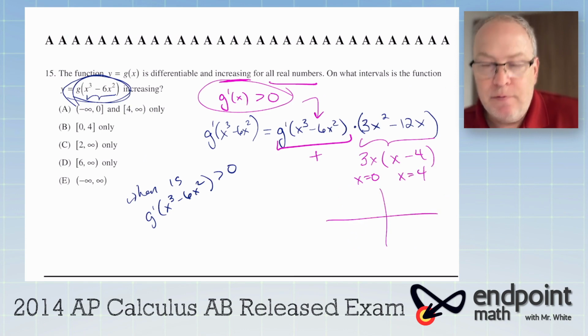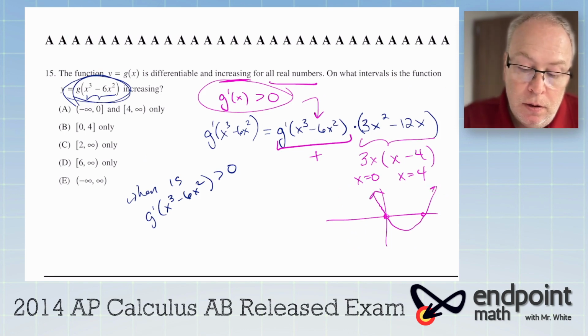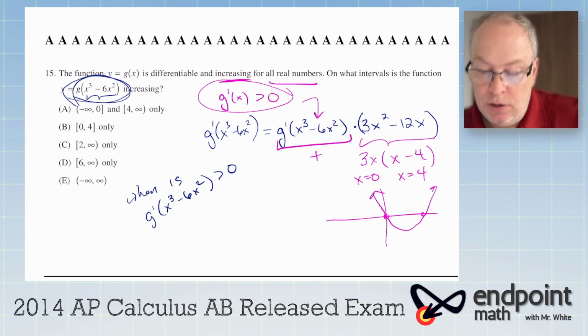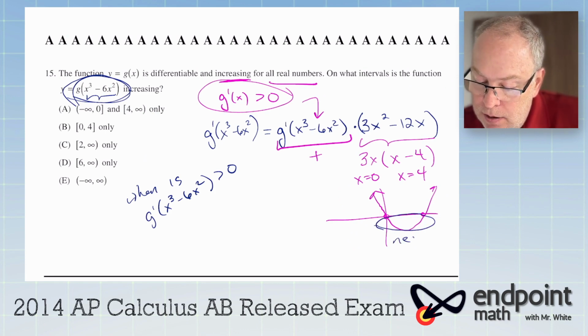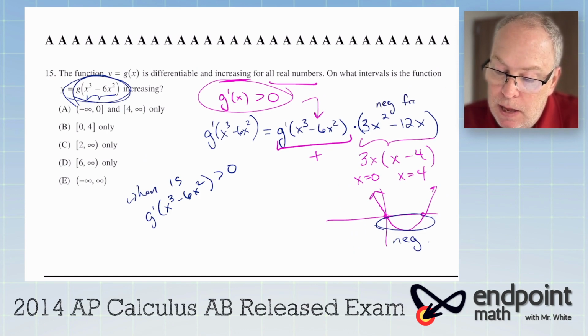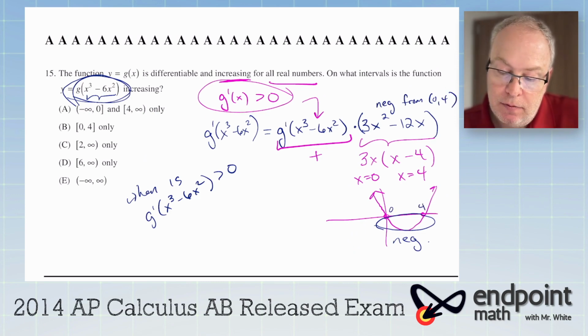And as you recall from algebra class, this is a parabola. The graph of 3x squared minus 12x would look like this. One thing in AP Calc is you always need to think graphically at the same time you're thinking numerically and algebraically and all this stuff. So look at this. This right here is when it's negative. It's negative from 0 to 4.